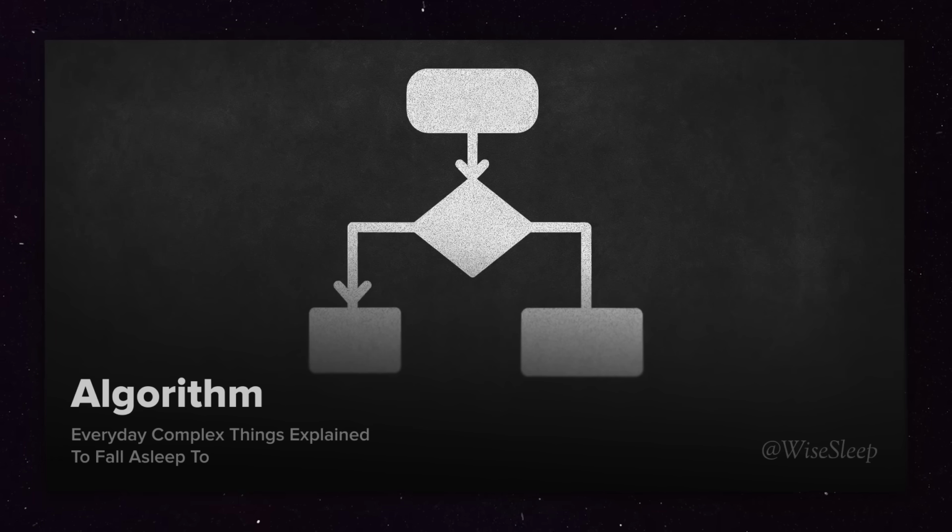They can be simple or complex, depending on the task. A basic algorithm might sort numbers from smallest to largest. A more advanced one could analyze millions of photos to recognize a face. While they operate behind the scenes, algorithms shape a lot of what we see and do online.